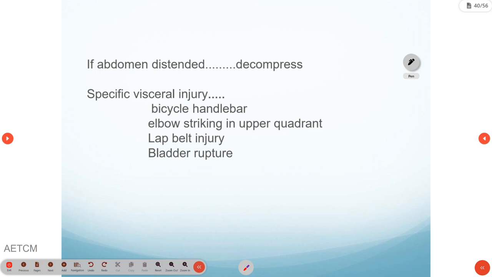And in these groups, there can be specific visceral injuries such as bicycle handlebar injury, elbow striking the upper quadrant of the abdomen, and lap belt injuries. These are very common in the pediatric group. And here the difference is that the viscera get compressed between the anterior abdominal wall and the spine. When a bicycle handlebar hits, or an elbow strikes the upper quadrant, your viscera get compressed between the anterior abdominal wall and the spine. So these are specific visceral injuries of the pediatric age group that we have to keep in mind.